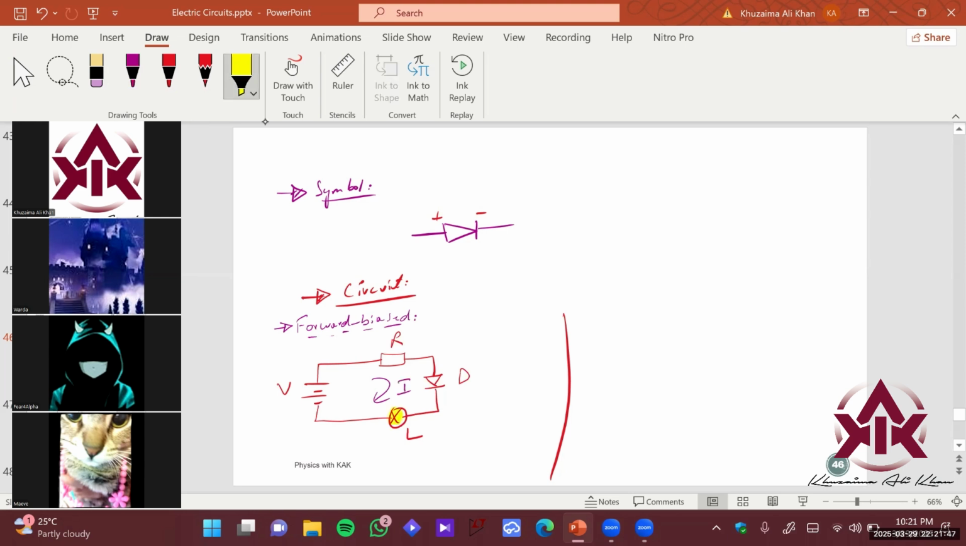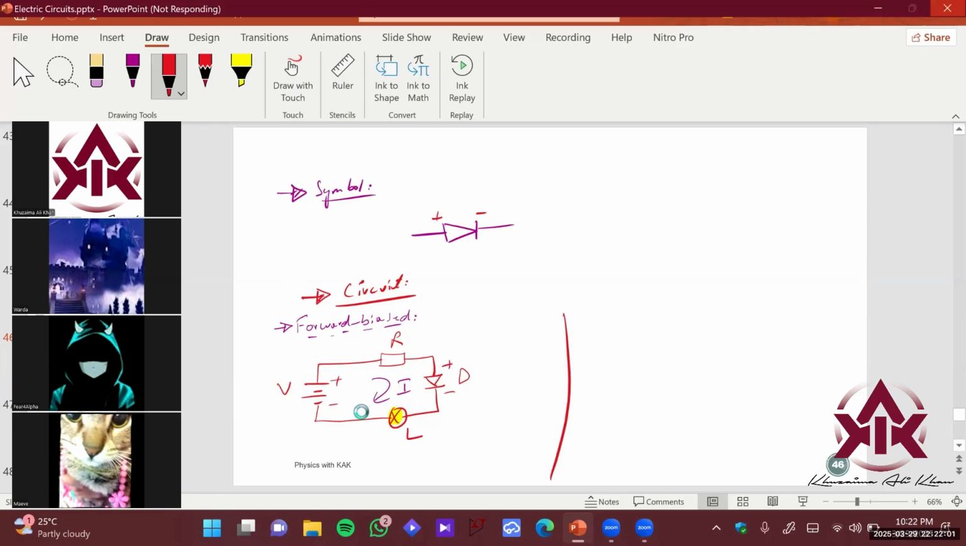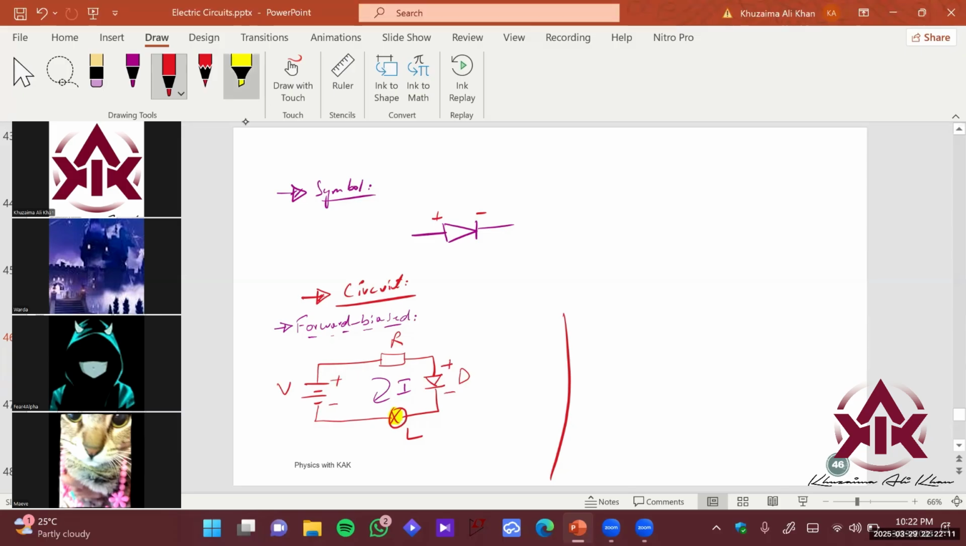Why? Because for a forward biased configuration, we want the positive of the battery to be connected with the positive of the diode and the negative of the battery to be connected with the negative of the diode. If this configuration is followed, the current will flow and the lamp is going to glow, right? This is called forward biased. Let me now draw some animation. So the lamp is going to glow.